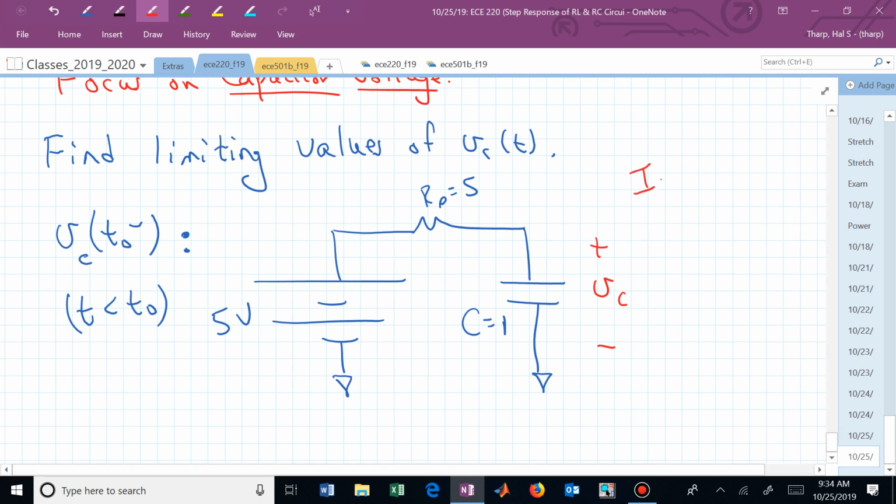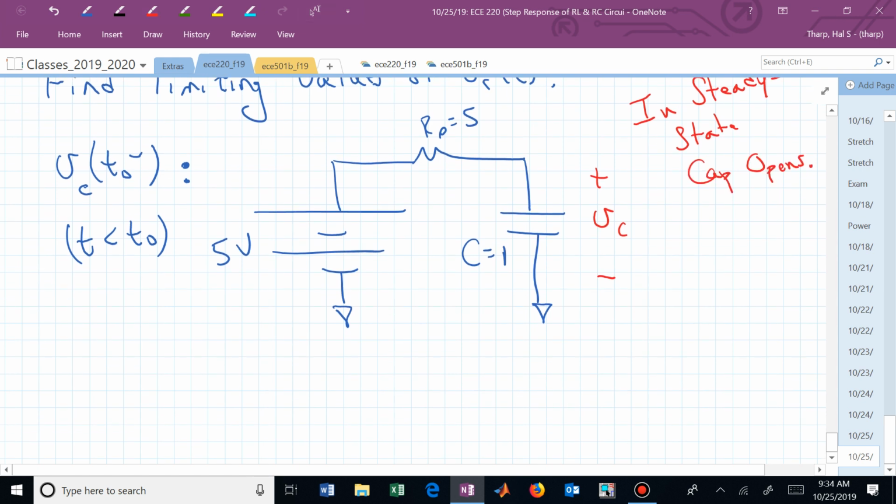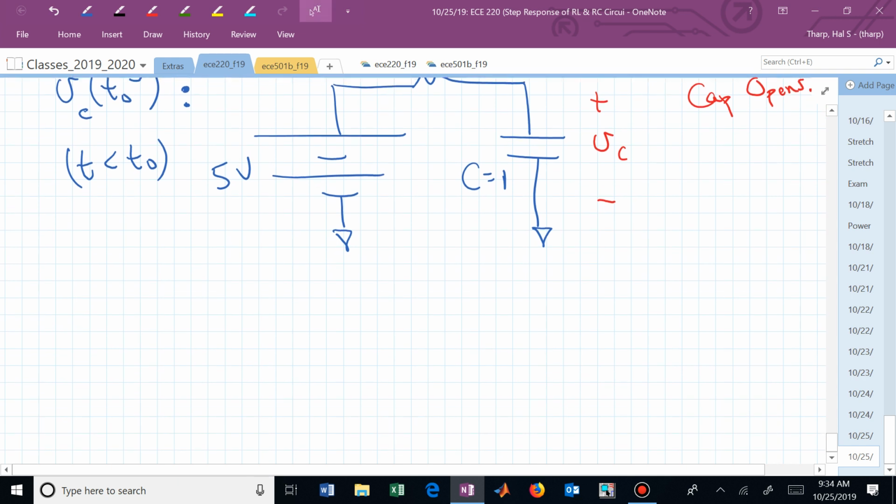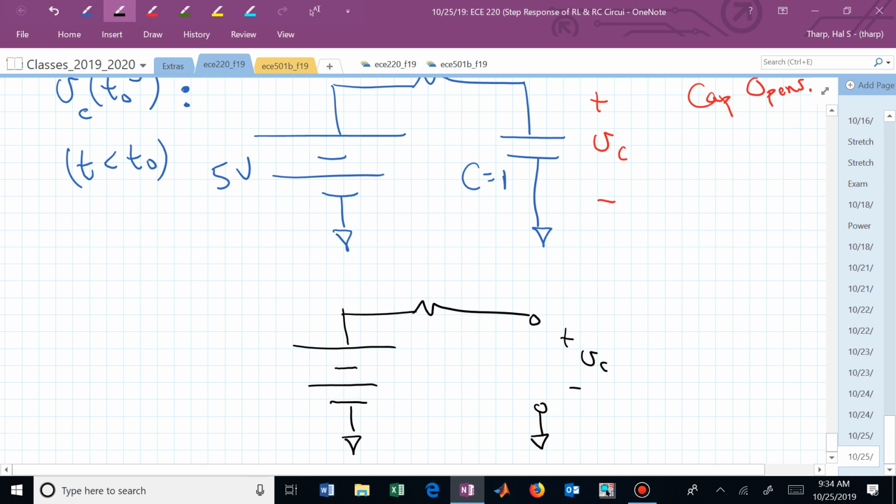So in steady state, which is what we are, the capacitor opens, and now we effectively don't have it. We now have something like this. And we want to know what is V sub C at the left side of T sub 0, right before the switch. It's in this condition. This is now 5 volts. Here's R sub S of 5.